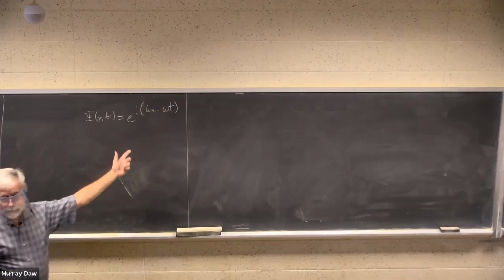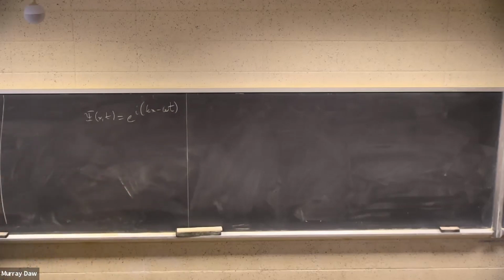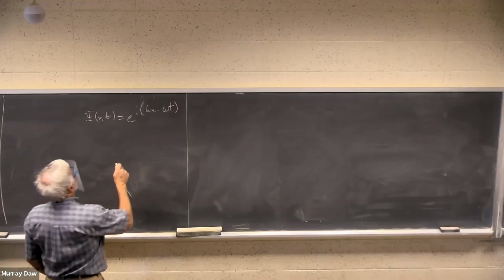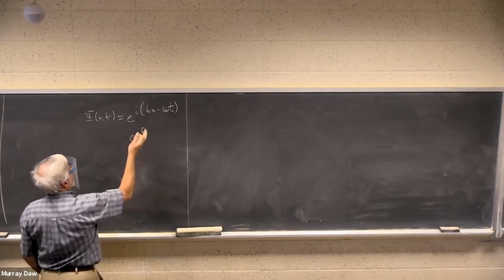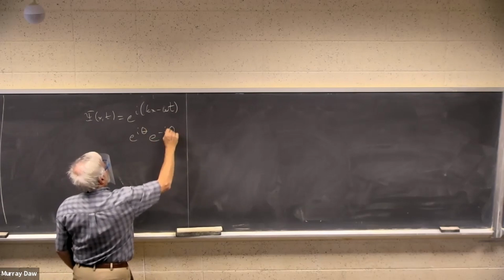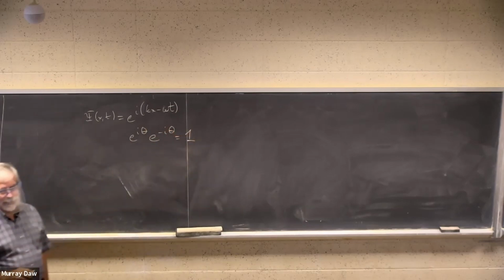A plane wave, right? Plane wave solution is the name of that. So, pure mode for a free particle. What's the probability density for that? Anything of this form, e to the i theta times e to the minus i theta, is just 1.